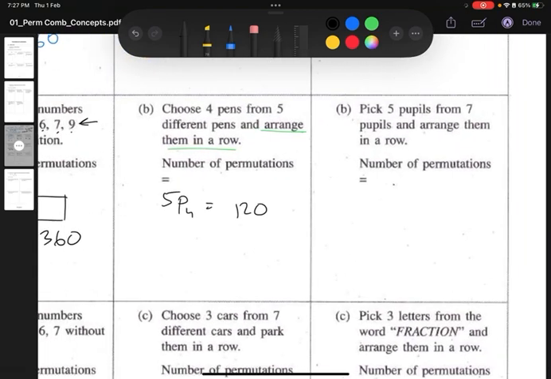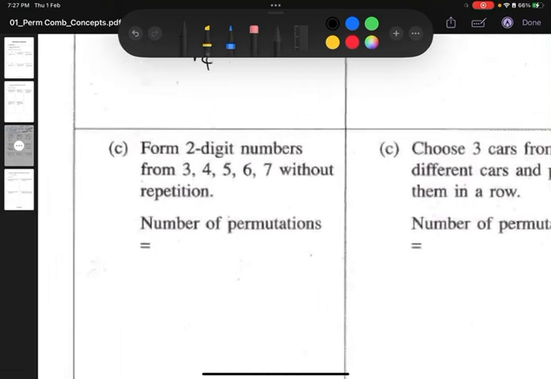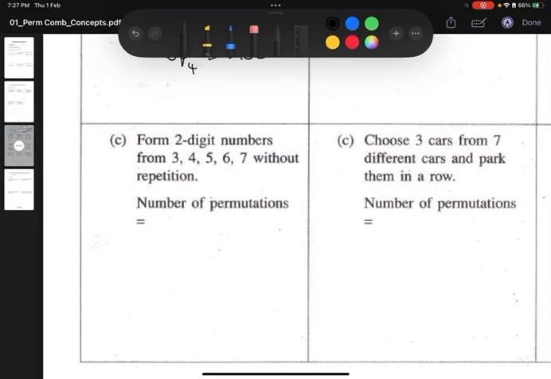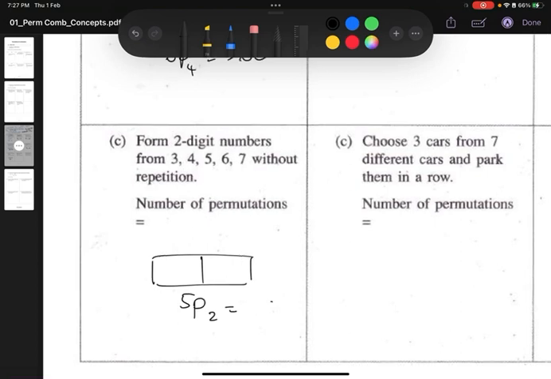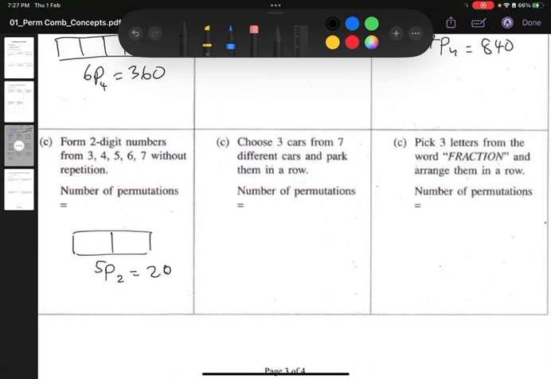Next, pick 4 pupils from 7 pupils. So that is just 7P4, which is 840. And here form 2-digit numbers. So from 5 numbers, that would be 20. And 2 more to go.